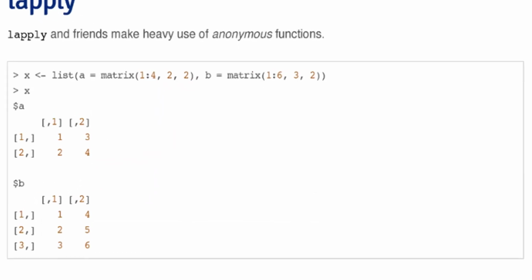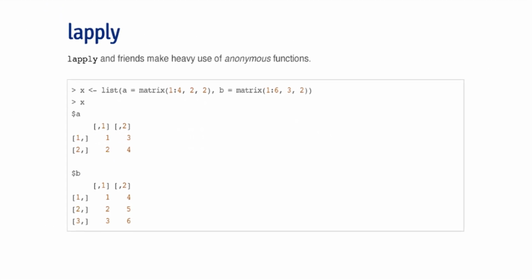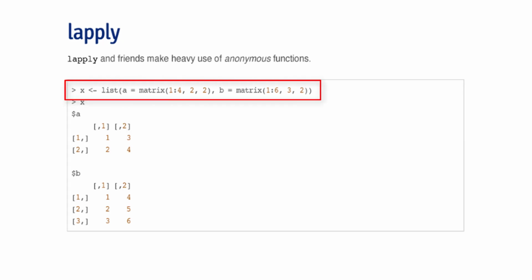So lapply and the associated functions make heavy use of what are called anonymous functions. Anonymous functions are functions that don't have names, so you don't assign them a name of some sort, but you can generate them on the fly. So here is just a quick example.